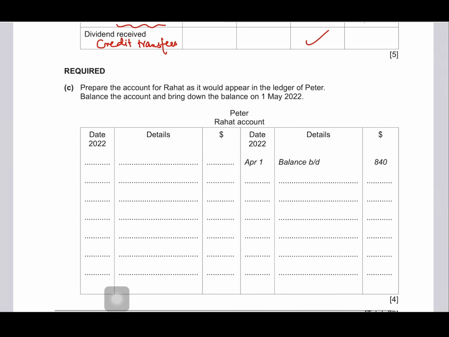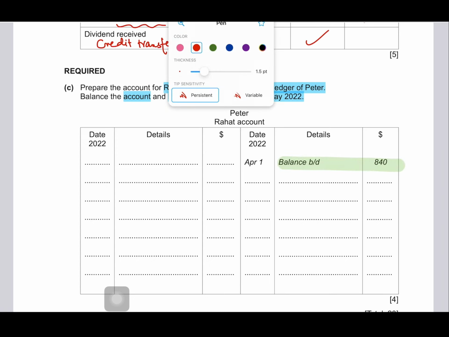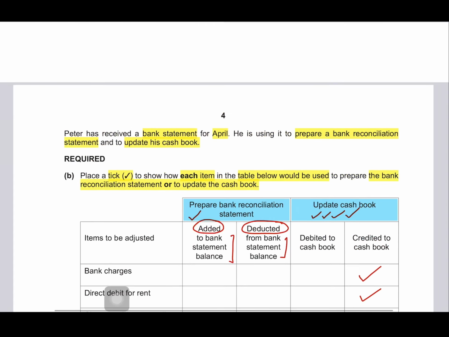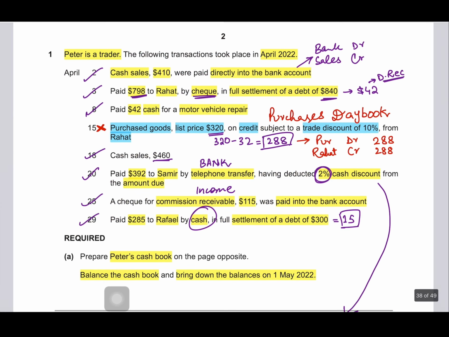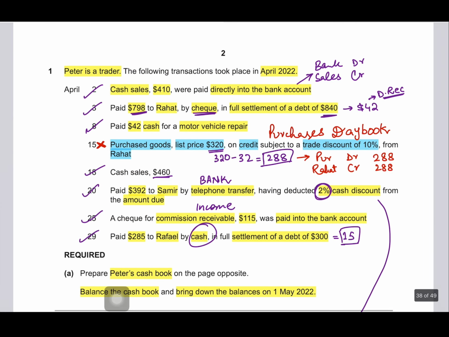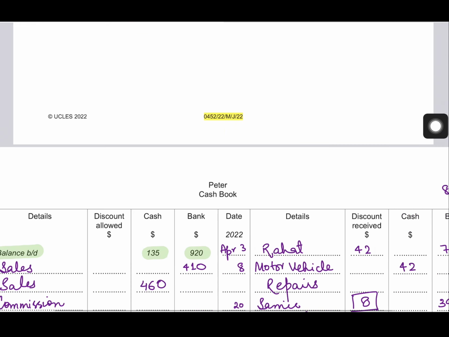Easy part. The last is prepare the account for Rahat as it would appear in the ledger of Peter. Balance the account and bring down the balances on 1st May. And again we are also given the opening balance, that is 840. This is a very easy part, I believe. There were, I guess, three transactions related to Rahat in this question. The first is cash sales. No. Second is yes, paid 798 to Rahat by check in full settlement of a debt of 840.